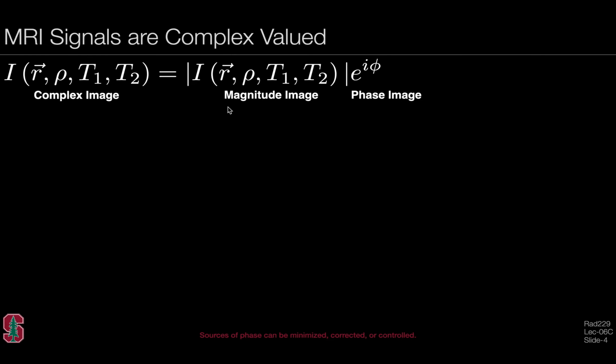But fundamentally, the signal is complex valued in that there's some magnitude information that we're generally interested in. This may produce a T1 weighted or a T2 weighted image. But there's phase information as well, and the phase information can be very useful in terms of storing information, which is part of what we'll learn about in this lecture.